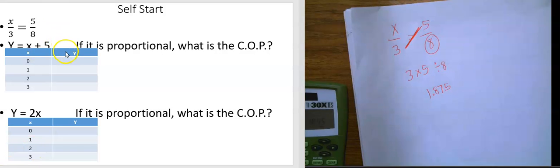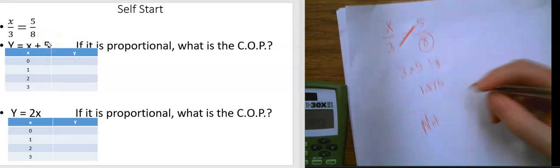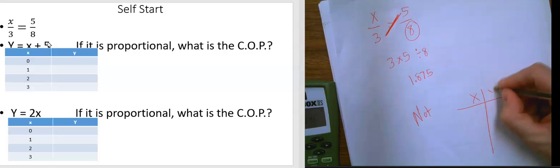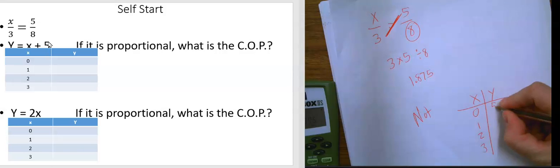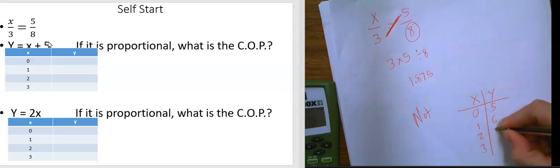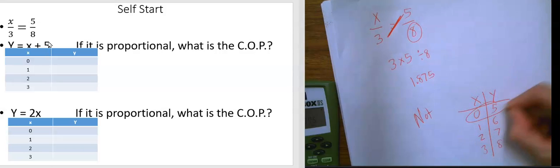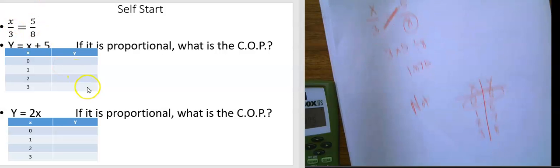Is y equals x plus 5 proportional? And if it is, what is the COP? The plus 5 makes it not proportional, so it is not proportional. We can still fill in the table. 0 plus 5 is 5, 1 plus 5 is 6, 2 plus 5 is 7, 3 plus 5 is 8, but it doesn't go through 0, 0, so it's not proportional.